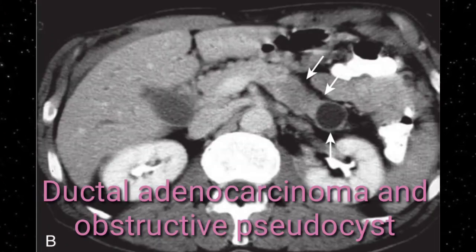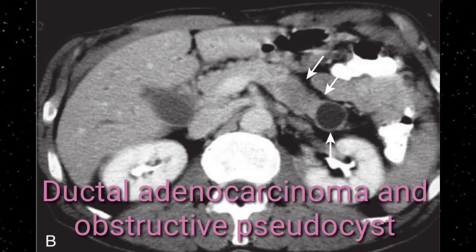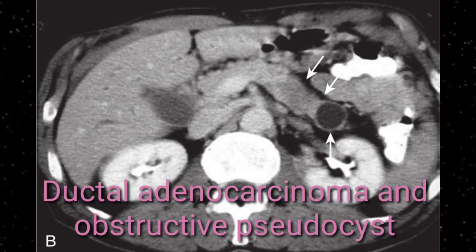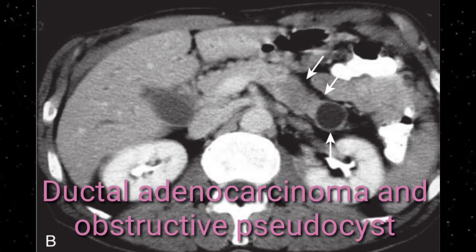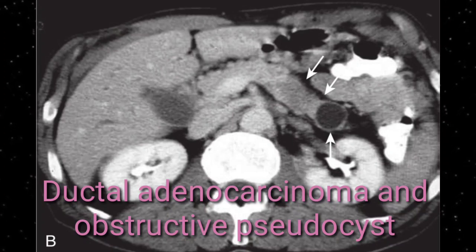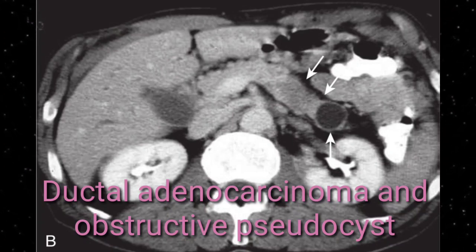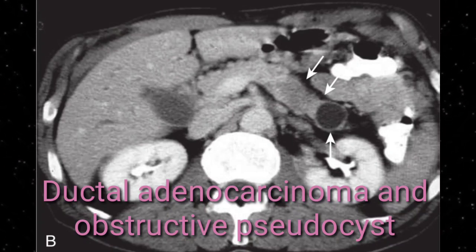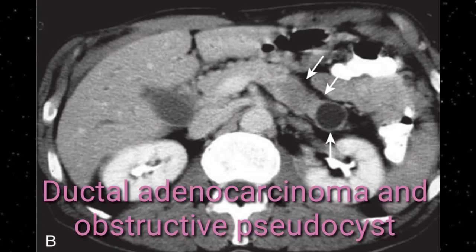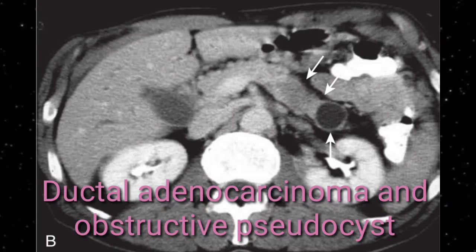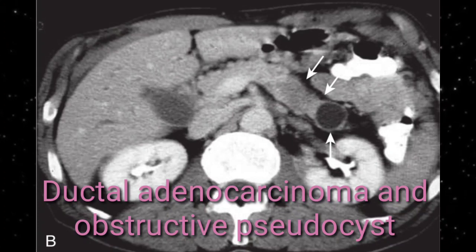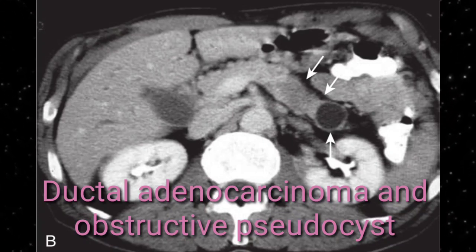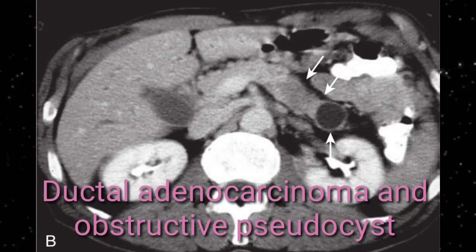On this CT image, these findings can easily be picked up. If you look at the body of the pancreas, a hypodense mass can be seen, indicated by the white arrow, and beside this there is a pseudocyst formation, which is again indicated by the white arrow. A well-defined round cyst can be easily picked up on the CT scan images. So this is ductal adenocarcinoma and obstructive pseudocyst.